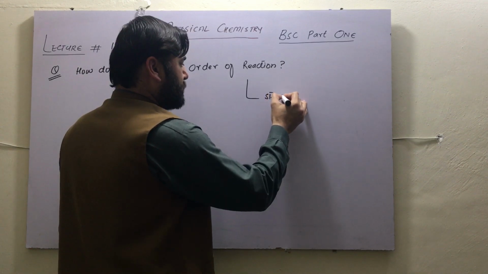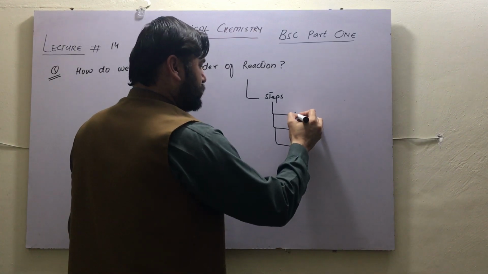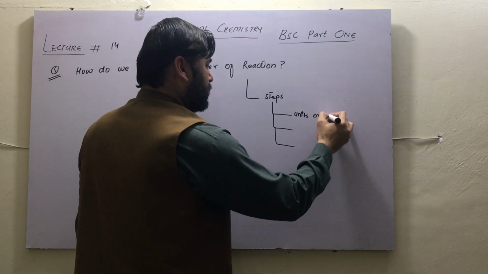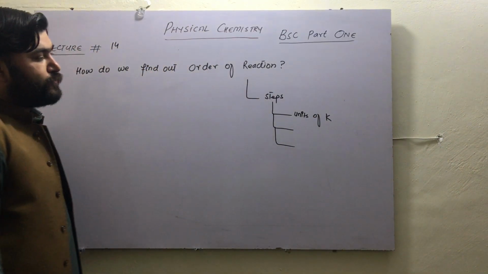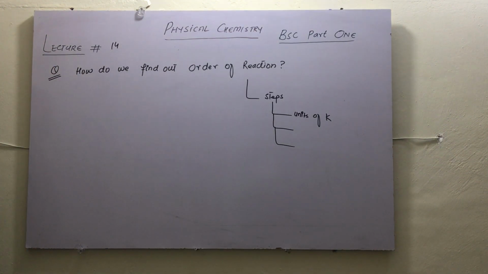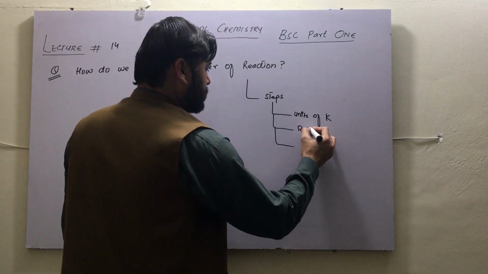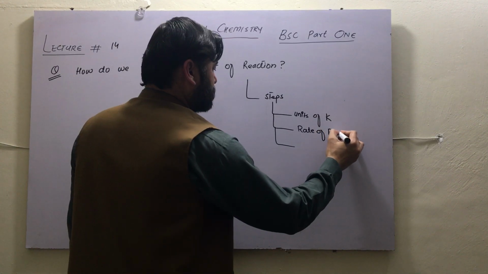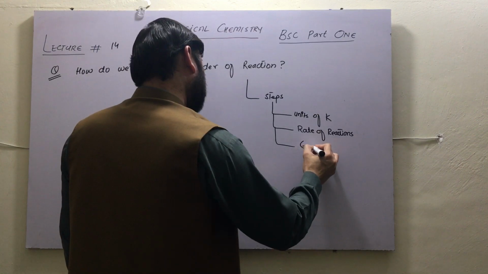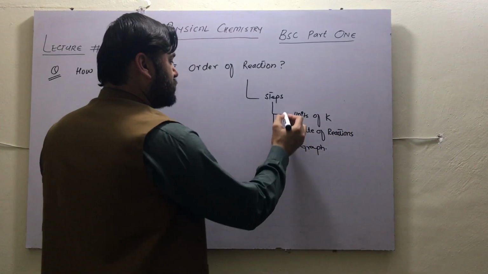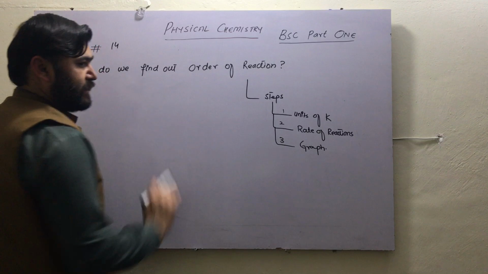Step 1, step 2 and step 3. From the units of k, you can find out the order of reaction. This is very important. How to find out the units of k is the most important. The second one is rate of reaction; from the rate of reaction you can find it out. And the third one is from the graph. These are the 3 steps from which you can find out the order of reaction.